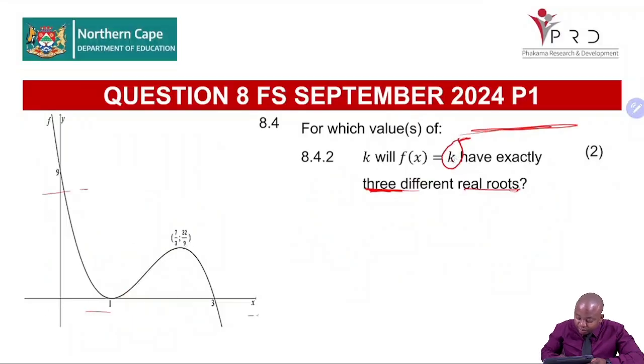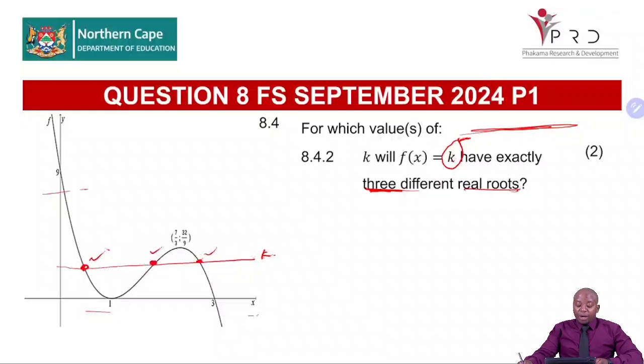If our line k here is going to cut it once, but between here, how many points does it cut line k? This is line k, remember? It's 1, 2, 3. So that is what I'm looking for.